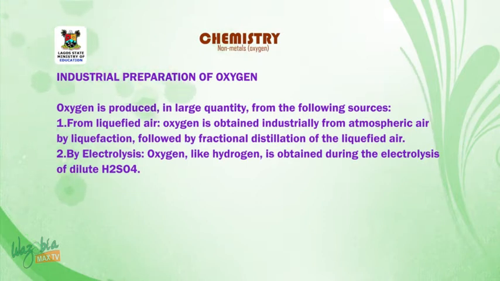Number 2 is by electrolysis. Oxygen, like hydrogen, is obtained during the electrolysis of dilute tetraoxosulfate 6 acid.